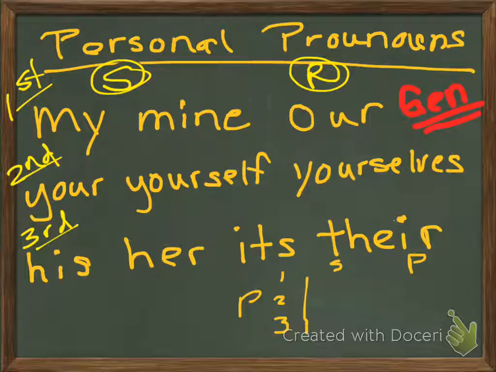the personal pronouns in the genitive case showing possession are my, mine, and our. Our, of course, is plural. Your, yourself, yourselves would be the plural. And in the third person, his and her, its, and then the plural would be their.